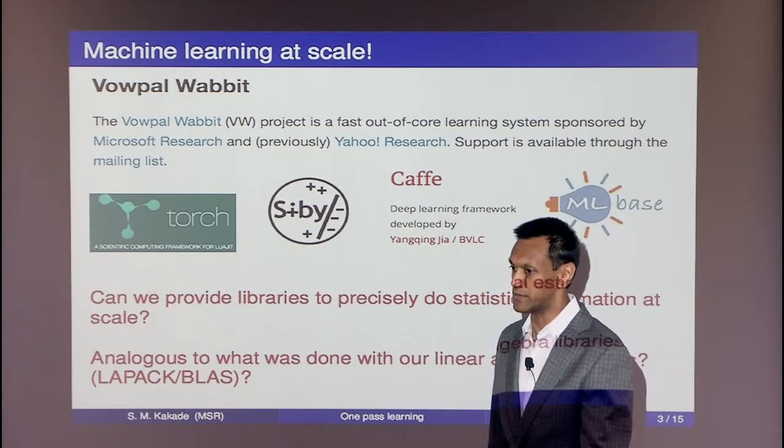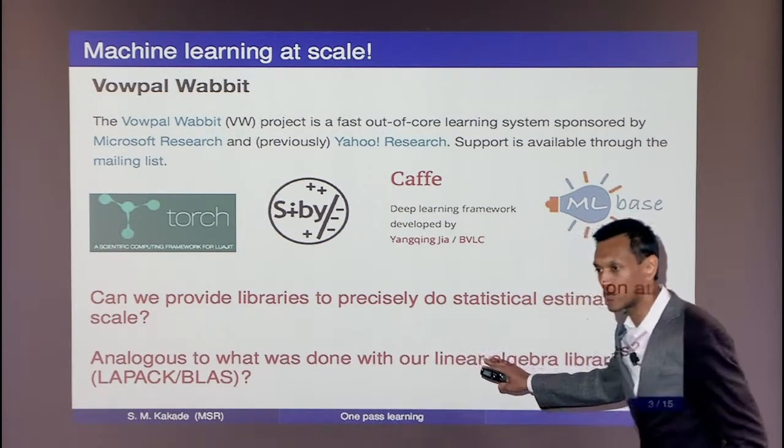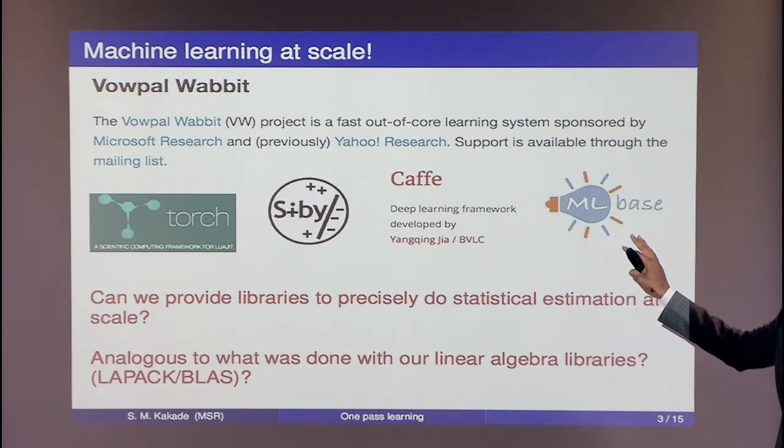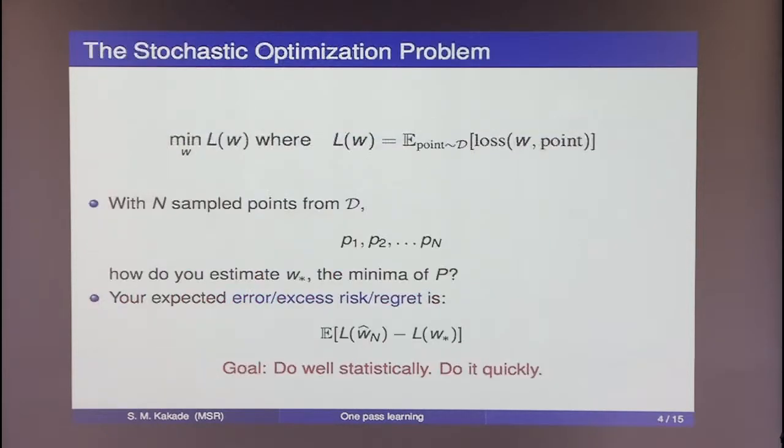And we'd like to do well on every problem. Really the goal here would be, for our basic core machine learning problems, can we automate them and have people forget about the details? Okay, so what's our goal? Well, we'd like to do well statistically, and we'd like to do it quickly.